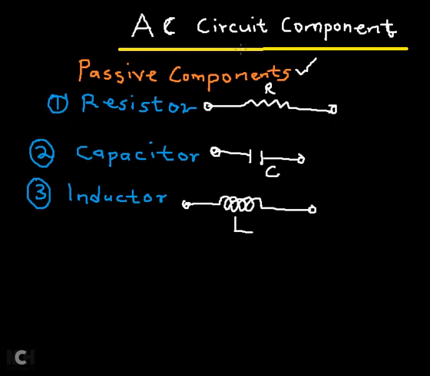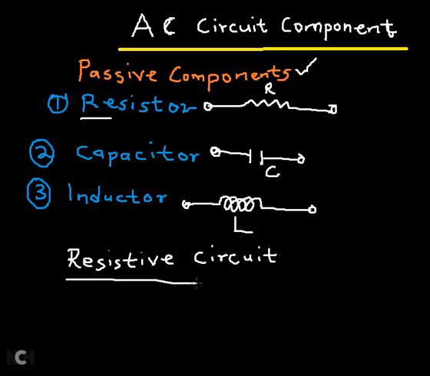The passive components we're going to be looking at are the resistor, capacitor, and inductor. These are what we are going to be using as our alternating current circuit components. We are going to take them one after the other, so we will start with the resistor, the resistive circuit. That's an alternating current circuit that has only a resistor.